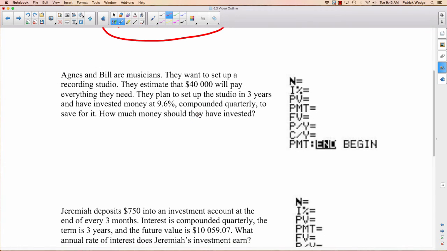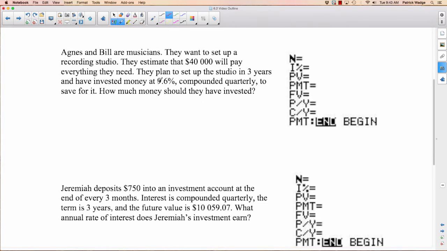Okay, second one. Agnes and Bill are musicians. They want to set up a recording studio. They estimate that $40,000 will pay everything they need. They plan to set up the studio in 3 years and have invested money at 9.6% compounded quarterly to save for it. How much money should they have invested?